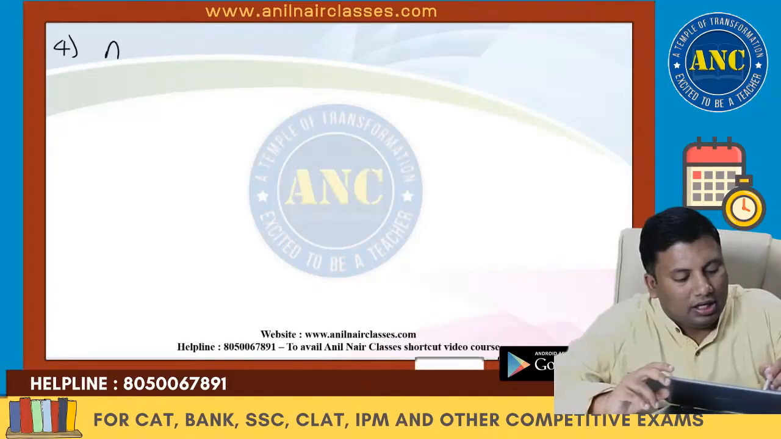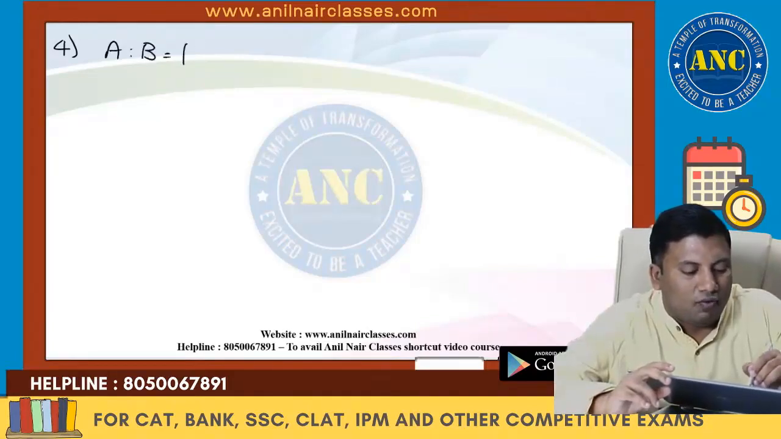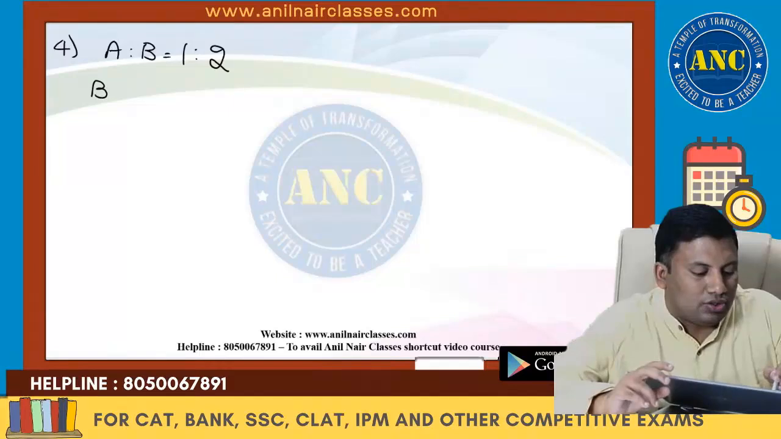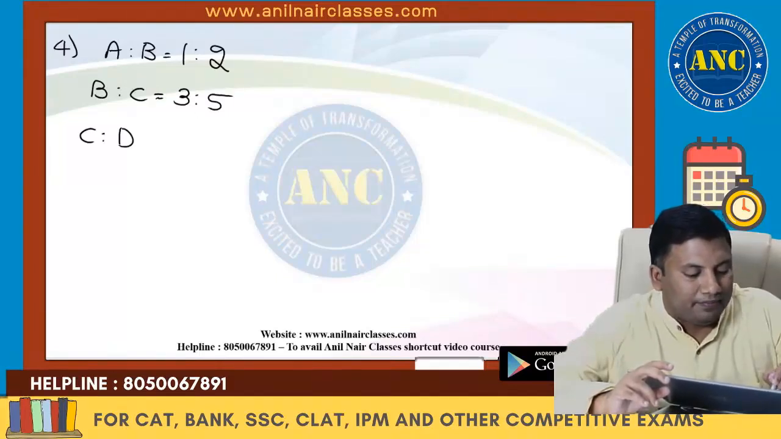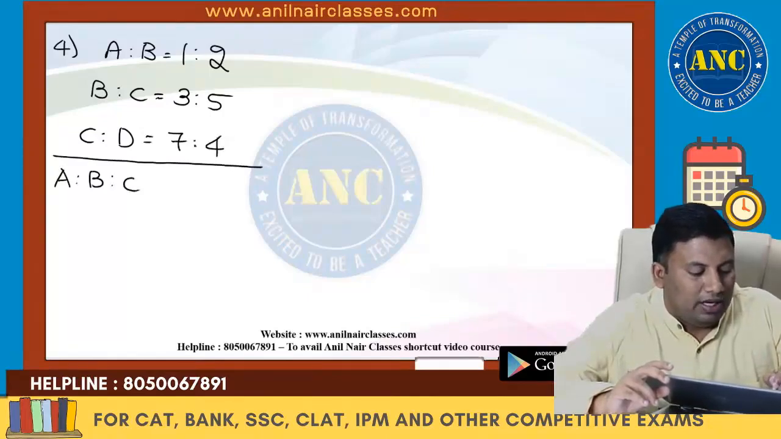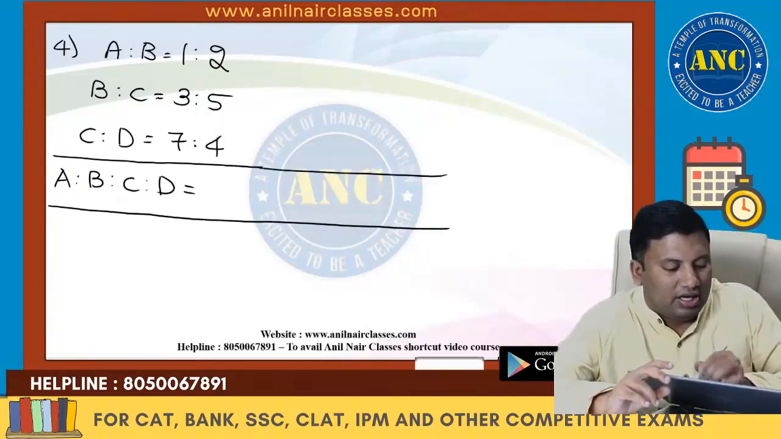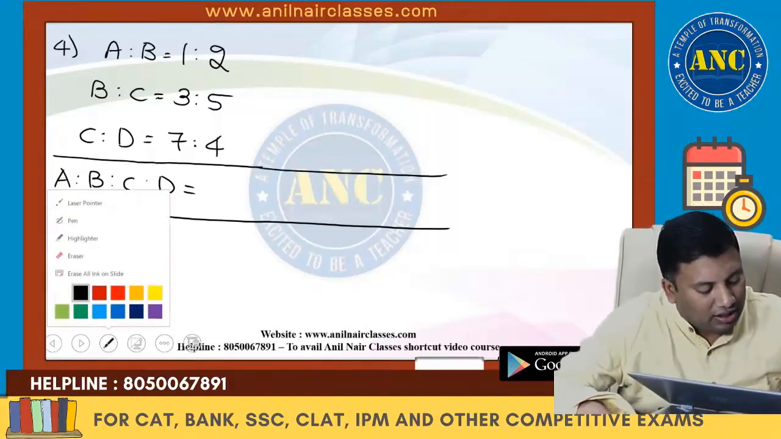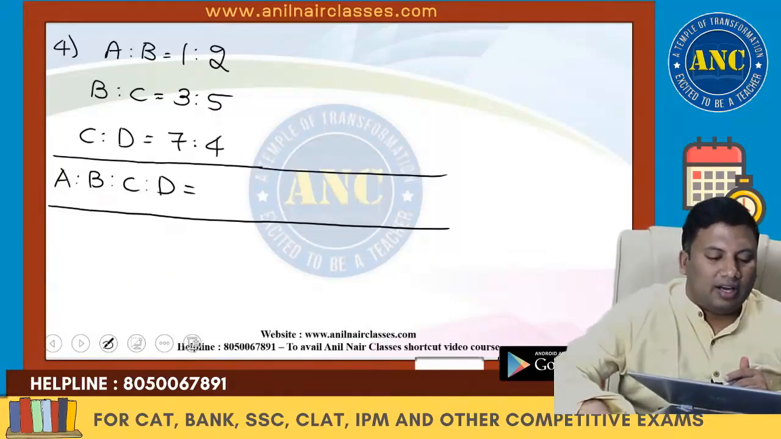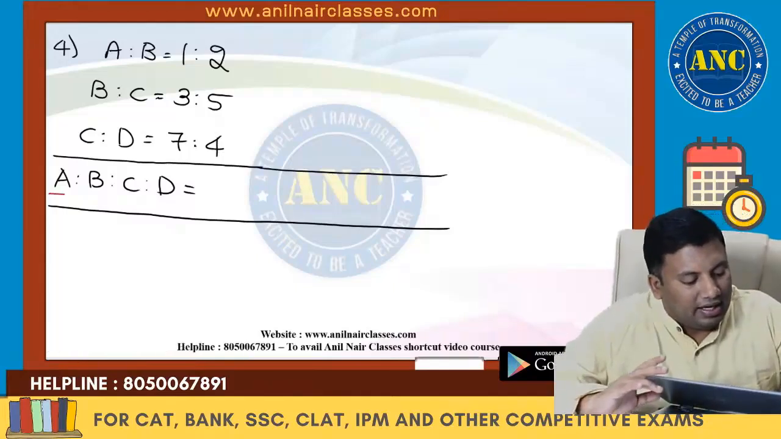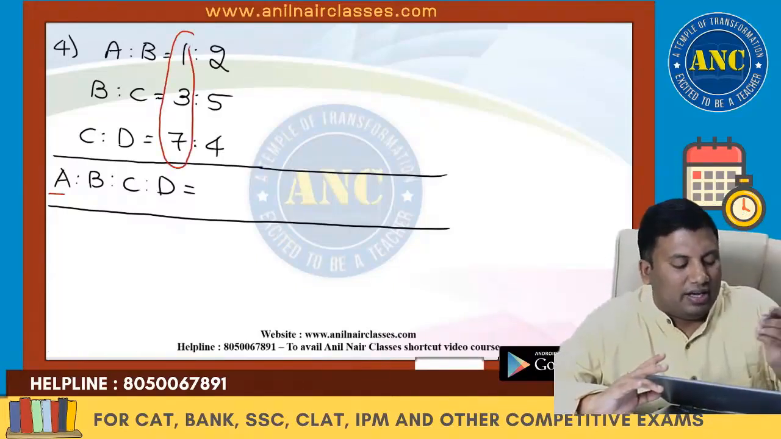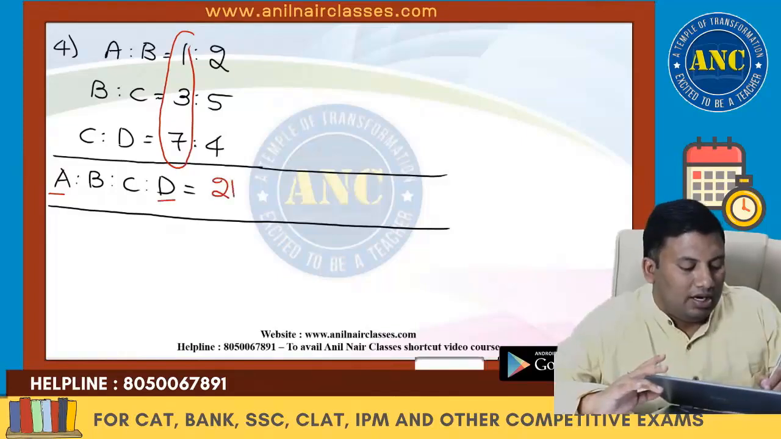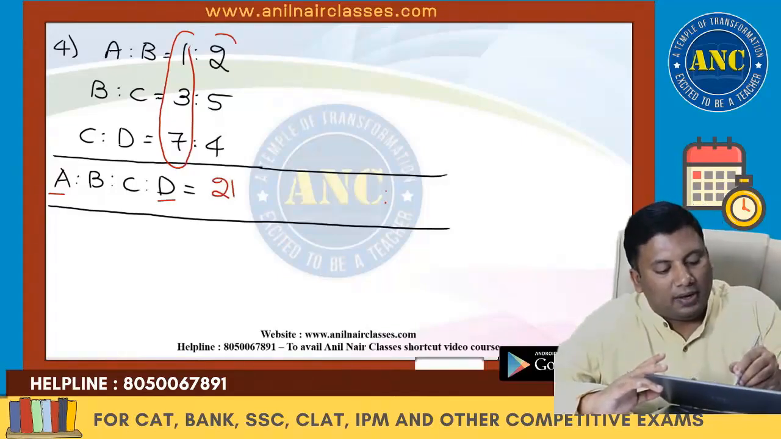Fourth problem. A is to B is 1 is to 2. B is to C is 3 is to 5. C is to D is 7 is to 4. Answer: A is to B is to C is to D. Just go with this method and all the values you will get one by one. A is nothing but the first variable, multiply all the first. D is nothing but multiply all the last.